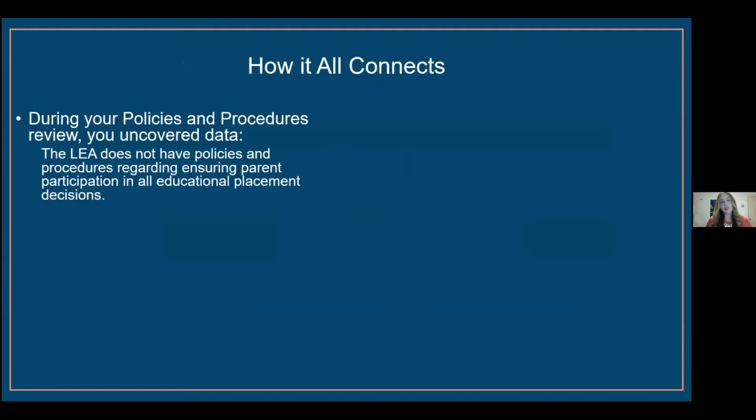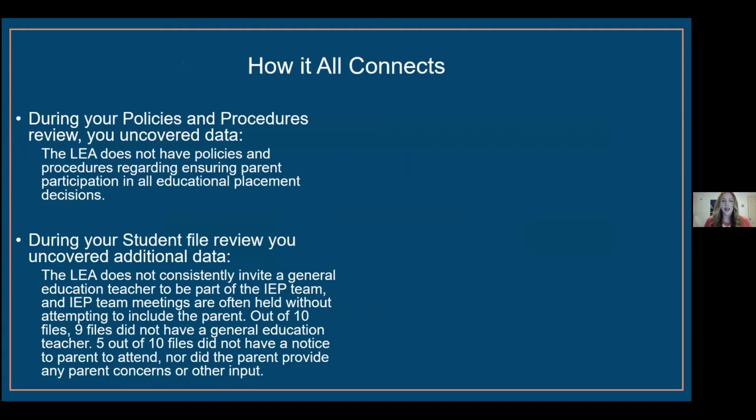All right, so I'm going to talk about how it all connects. If you're doing your policy procedure review and you find that you do not have policy and procedures in place regarding parent participation, make sure to note that. It's a good data point. You can also use that in conjunction with your student file review. Perhaps during your student file review, 9 out of 10 files had no general education teacher participation, and maybe 5 out of 10 files did not have notice for a parent to attend, and there was no parent concerns or other information about parent input. It's another great data point.